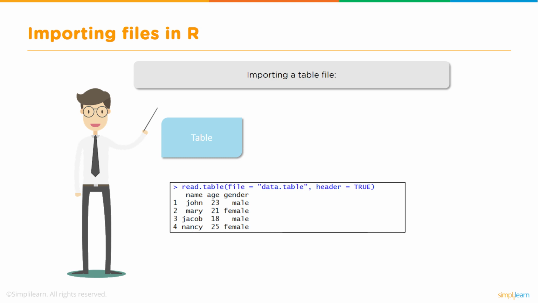You use read.table, file equals data.table, so whatever the name of the file is, comma, header equals true, so if there's a header to it. In this quick flash they have name, age, gender. We'll actually do this in R with another data set in just a minute. But you can see it's very easy to read. A lot of people use R even with other programming languages so they can quickly look at the data before they even start analyzing it.